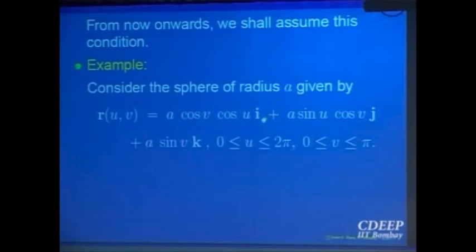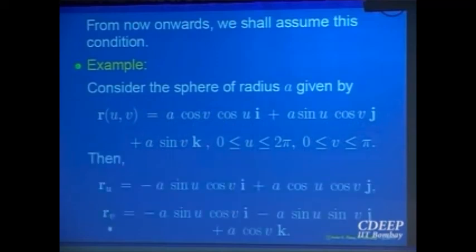Sphere. By this method, let us find the surface area of a sphere of radius a. I can use the spherical parameterization, spherical coordinates u and v. u goes between 0 to 2π, and v, the angle, goes between 0 to π. Compute the partial derivatives, find the determinant.